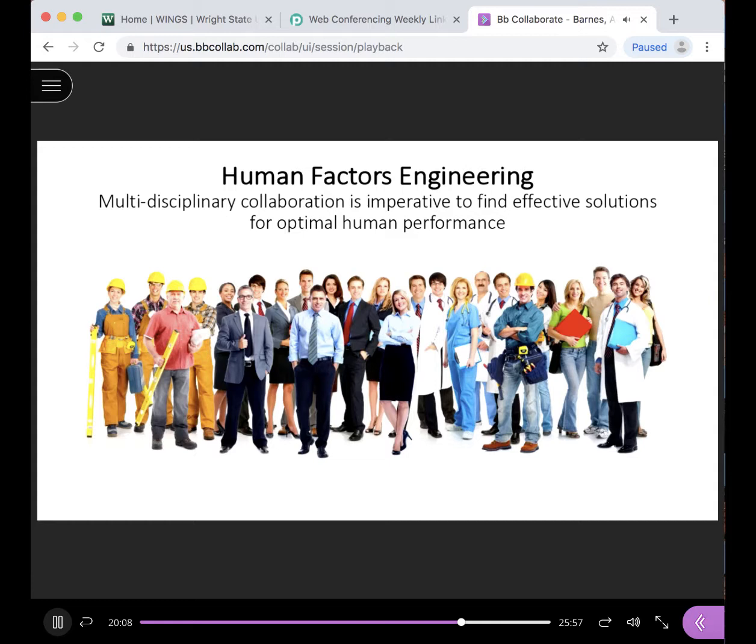This picture does show a wide range of professions depicted, but depending on what application you're using human factors engineering in, you very well may have contact with medical professionals as well as engineers, as well as corporate or business people, as well as people who are doing more manual type labor. So this is a good depiction.